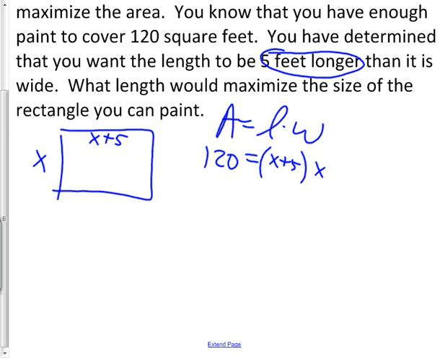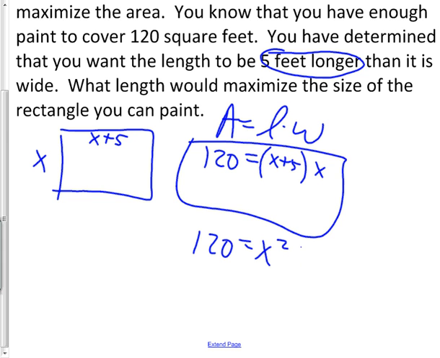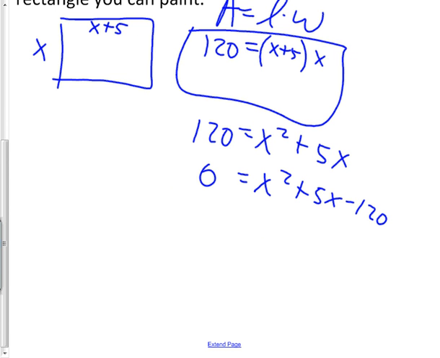Now, if I can solve this equation, I will be able to get my answer. So that becomes 120 equals x squared plus 5x. Then I subtract 120 from both sides. 0 equals x squared plus 5x minus 120. And then I don't know how to factor that. Pretty sure it doesn't factor. So what would you do next?